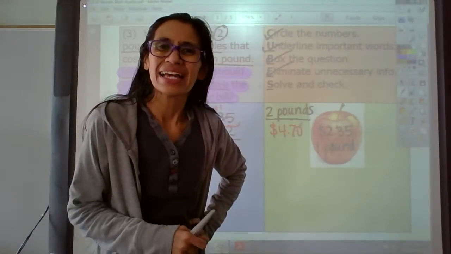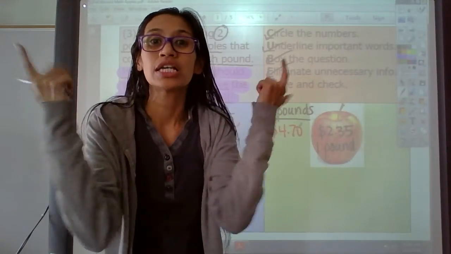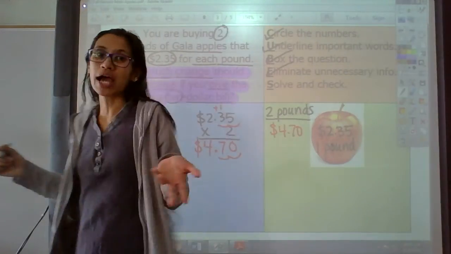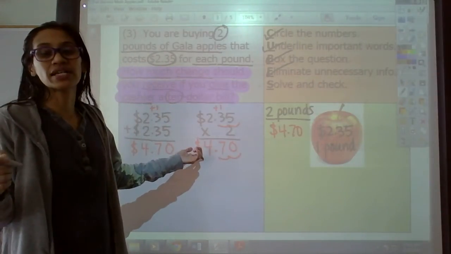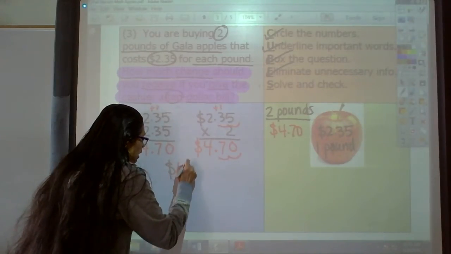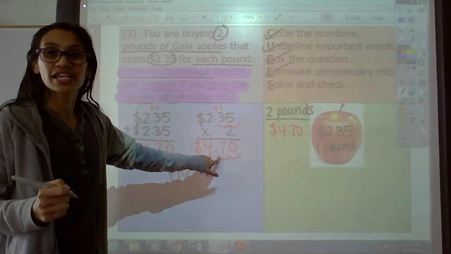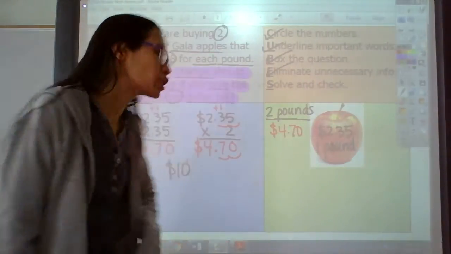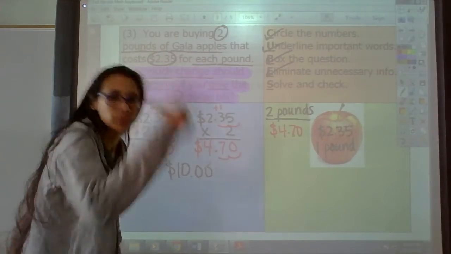No, we don't need to add. You give them the money and they take away how much you paid. So we need to subtract. What are we subtracting? We need to subtract $4.70 from the $10. Now, I am going to write $10 like that. But guess what I have to do to that number? Add a decimal and 2 zeros. We've done that before. $10 right there. And line it up.